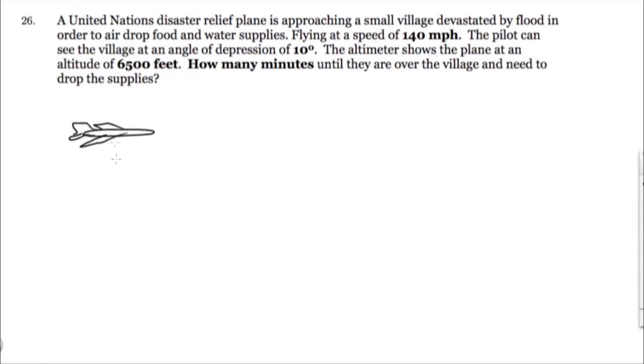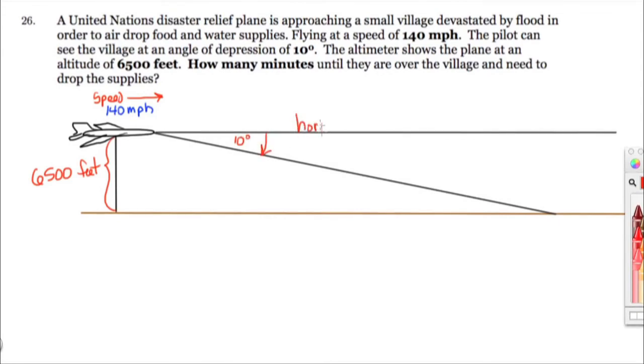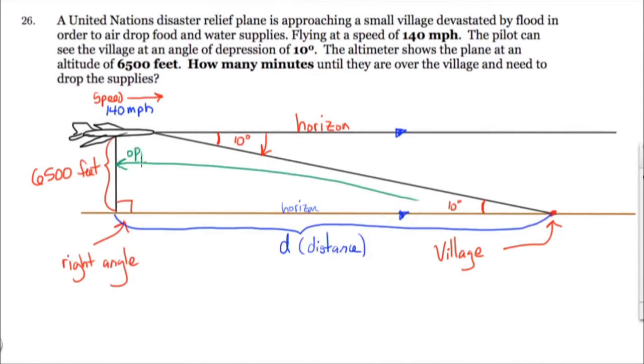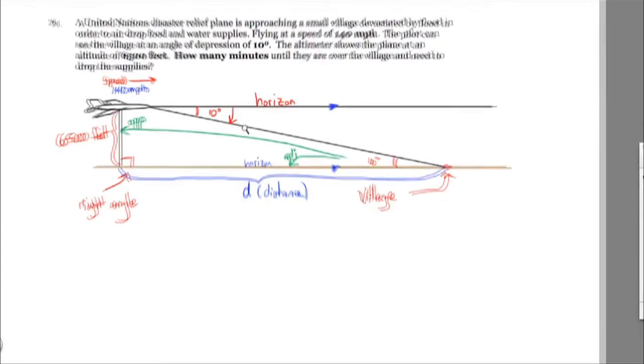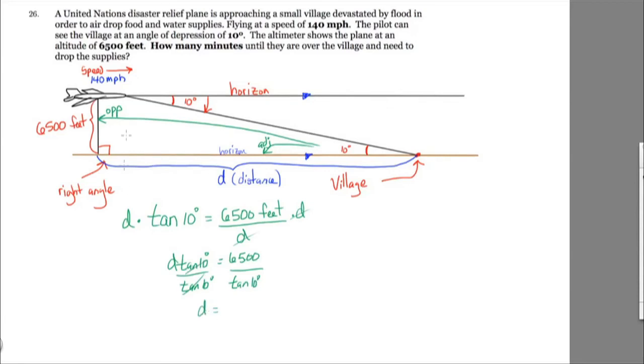The United Nations disaster relief plane is approaching a village that's devastated by flood. It's traveling at an altitude of 6,500 feet at a speed of 140 miles per hour. The village is at a 10-degree angle of depression. So I can set up my problem and find the horizontal distance from the plane to the village. And if I know the distance, I can find the time if I have the speed. So again, we use tangent. I use 10 as my angle, and I use 6,500 feet as my opposite side, and d is my adjacent side.